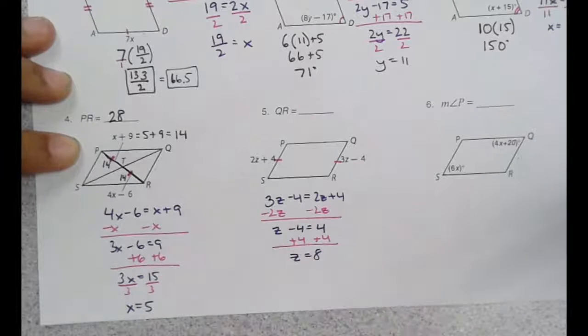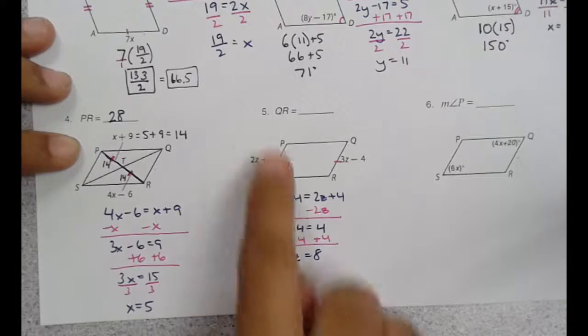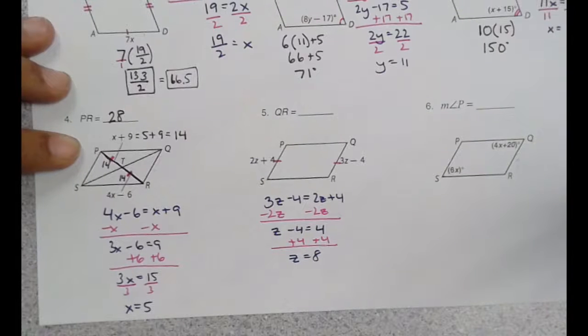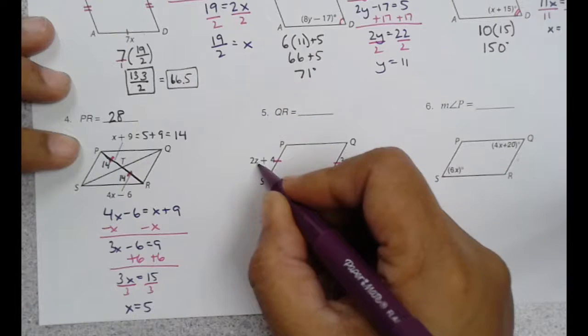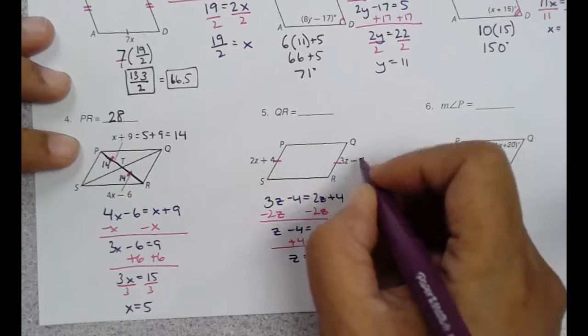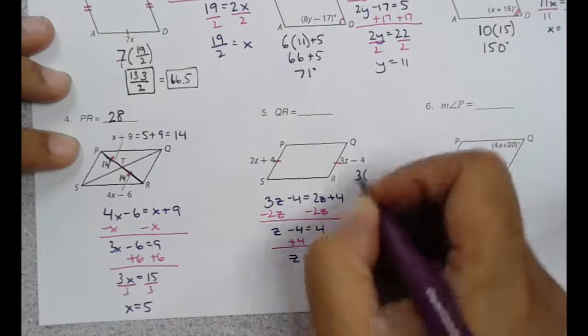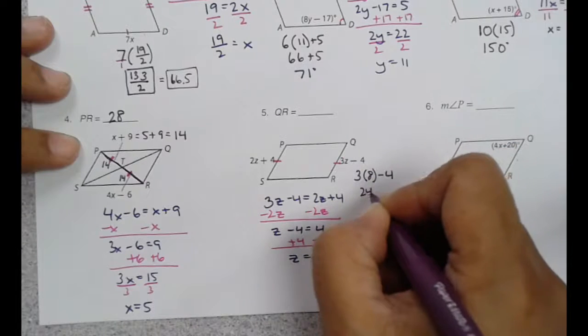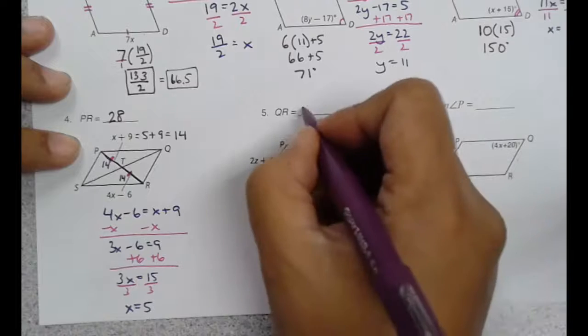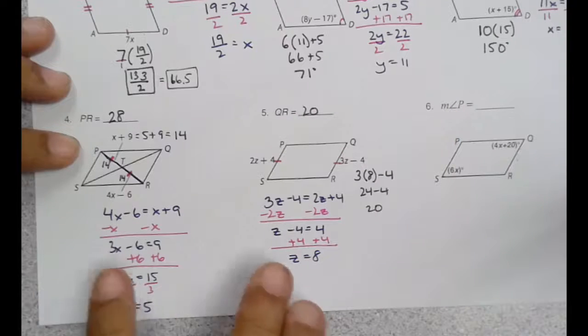But 8 is not the answer because they want us to solve for QR. Now QR is right here, so I'm going to plug it into this. Technically you could plug into here also because they're both equal, but I'm going to plug it in here. 3 times z, z is 8, minus 4. So 3 times 8 is 24, minus 4 gets us 20. So this is side lengths here.